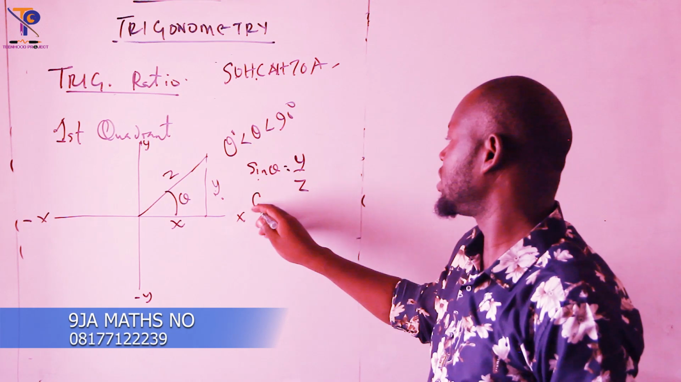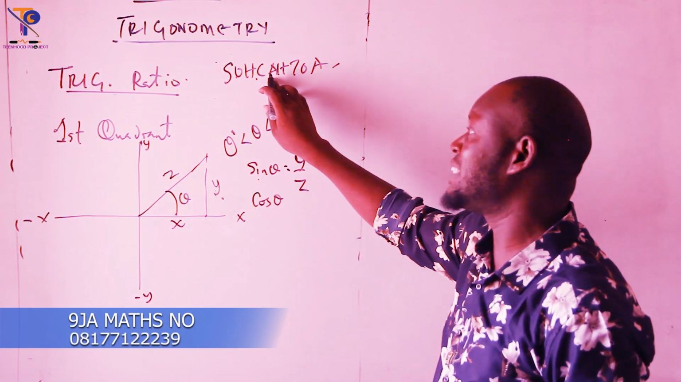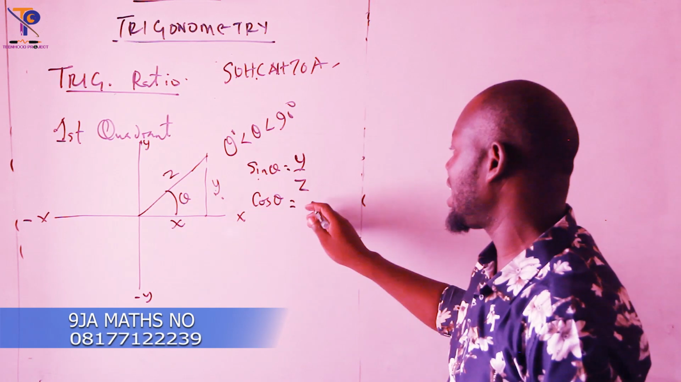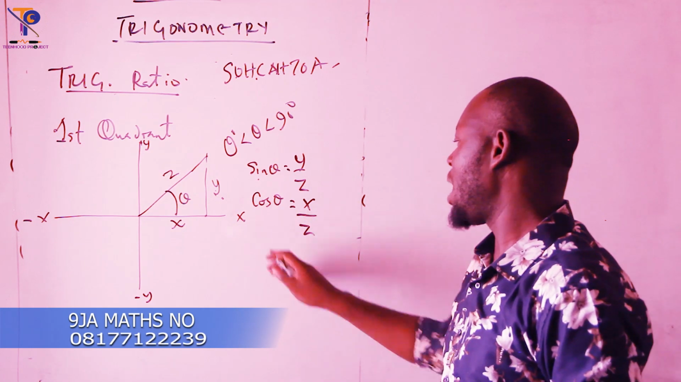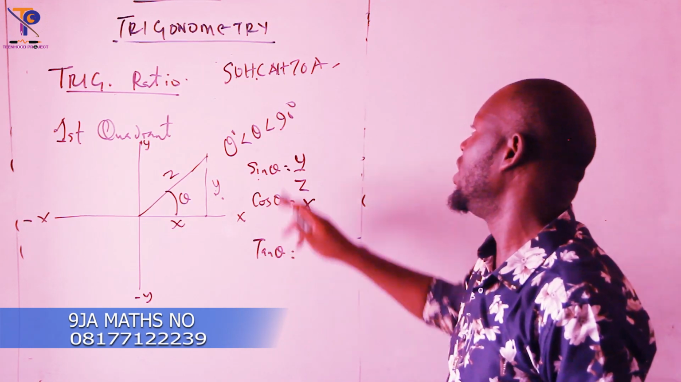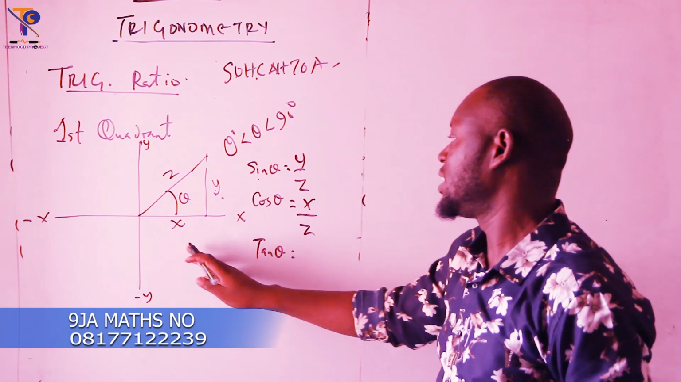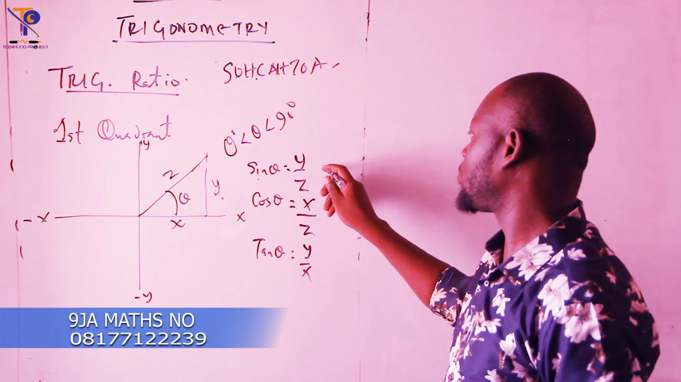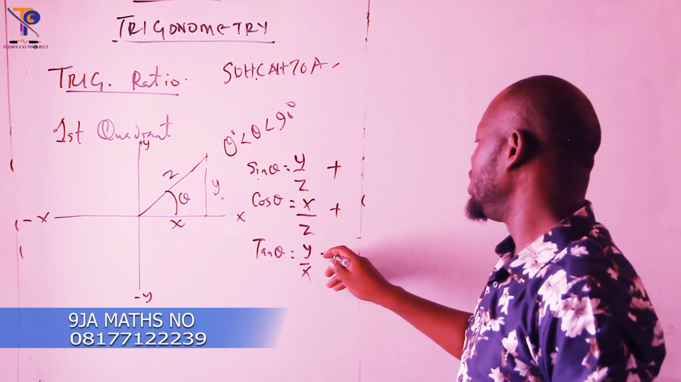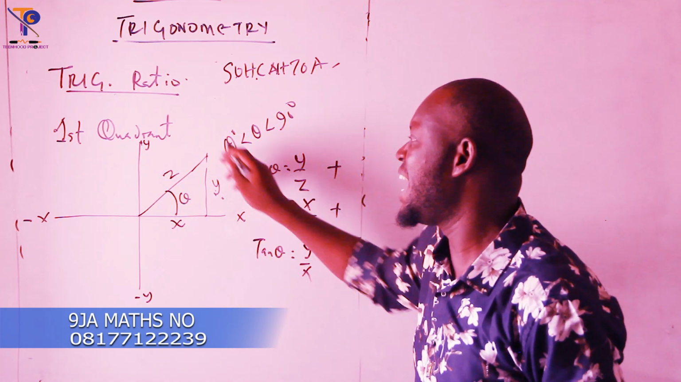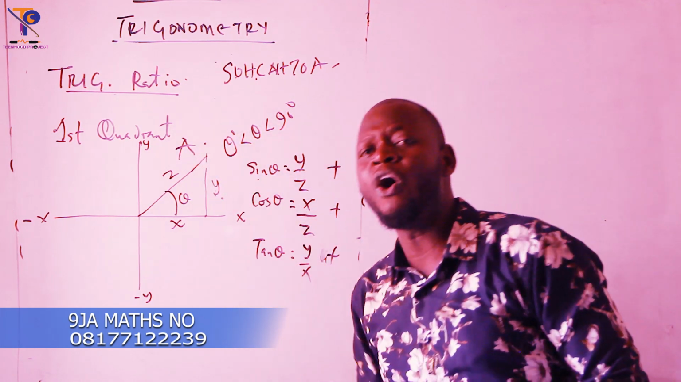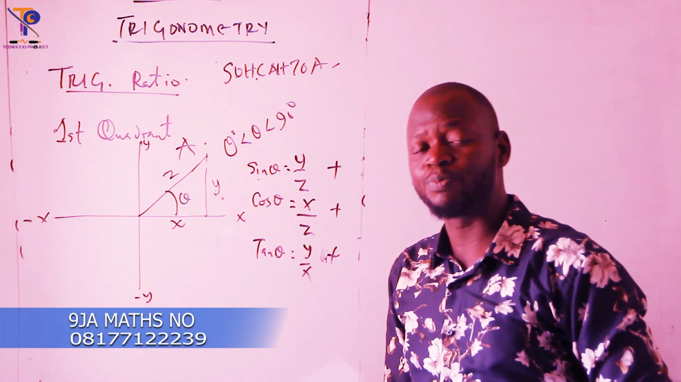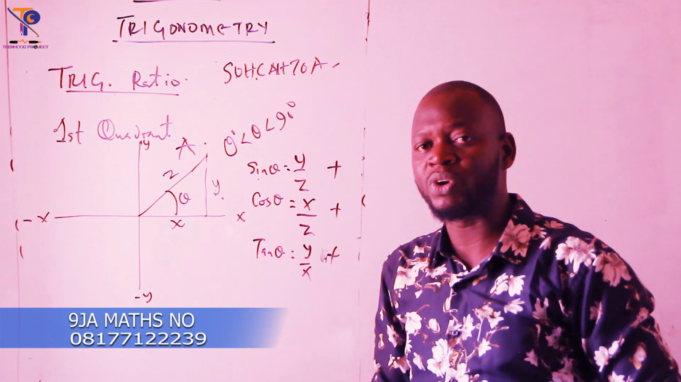So we move to cos now. Our cos theta is adjacent over hypotenuse. If this is my opposite, then this is my adjacent, that is x over z. And my tangent, tan theta, is opposite over adjacent, that is y over x. If you check, this one is positive, this one too is positive, this one is positive. So everything here is positive. I can say all are positive in the first quadrant. Your sine is positive, your cosine is positive, your tangent is also a positive value.